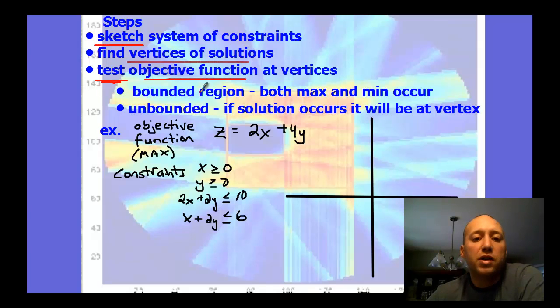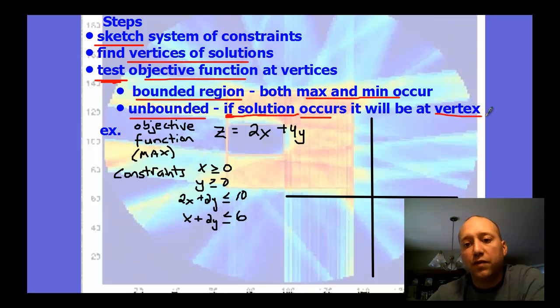And so this is what we did for the project when we actually found the possible values that fulfill the constraints, and you tested them in the money equation to figure out which one minimized the cost. So we've already kind of done this a little bit. If you have a bounded region, which means the shape that you sketch out has sides all the way around it, then both a max and min will occur at the different vertices. If it's unbounded, meaning it goes forever in one direction, then if solutions occur, they still occur at the vertex. You may not have both a max and min, but if there is a solution you're looking for, it will still be at a vertex.